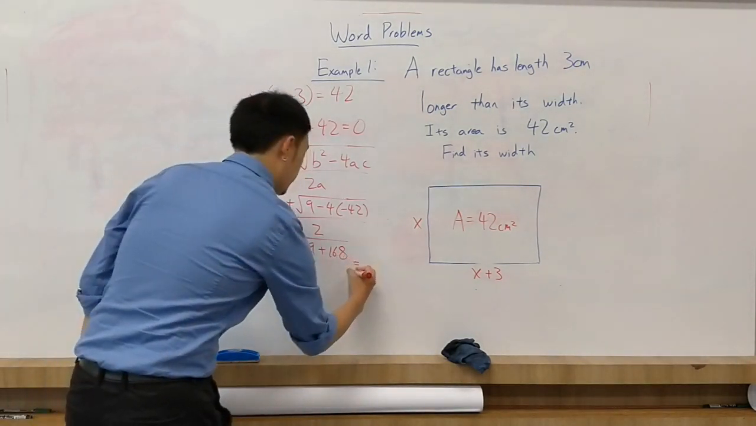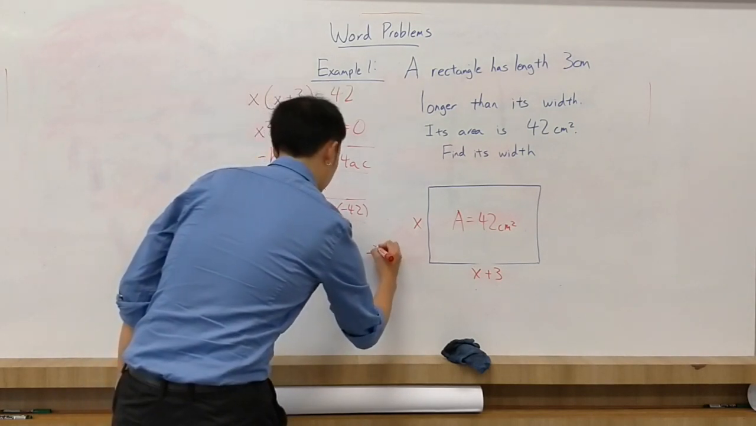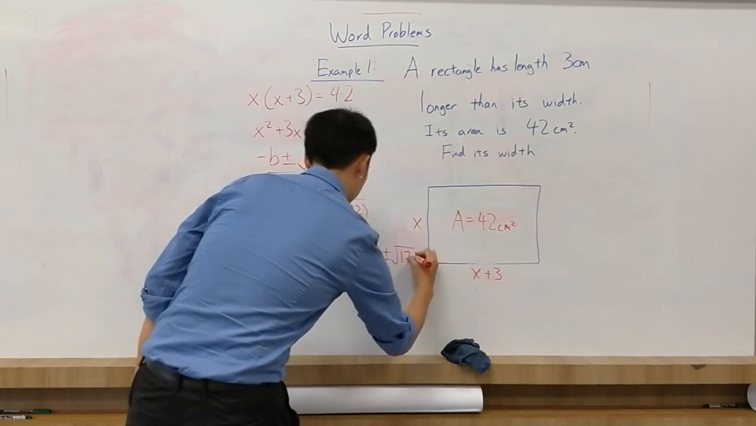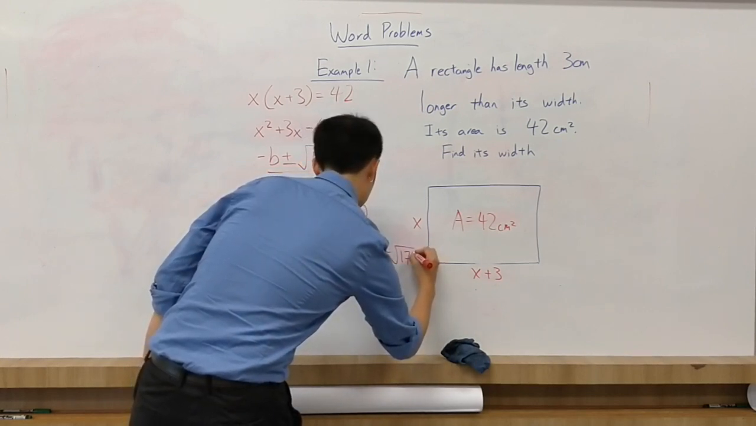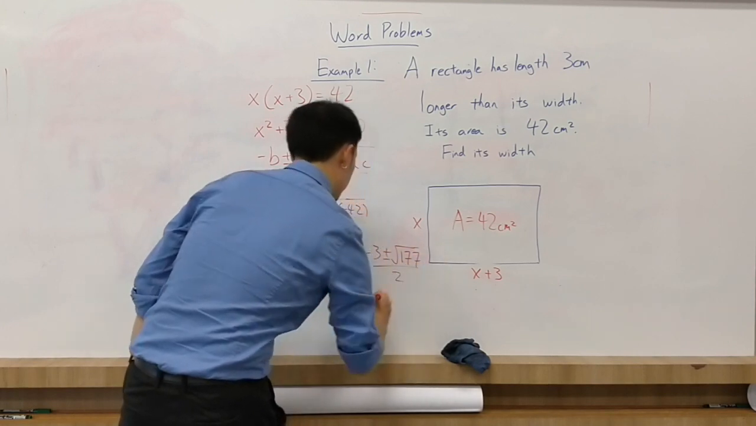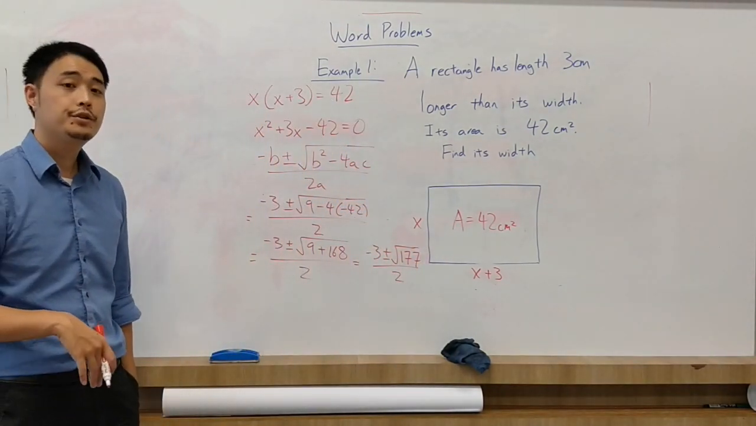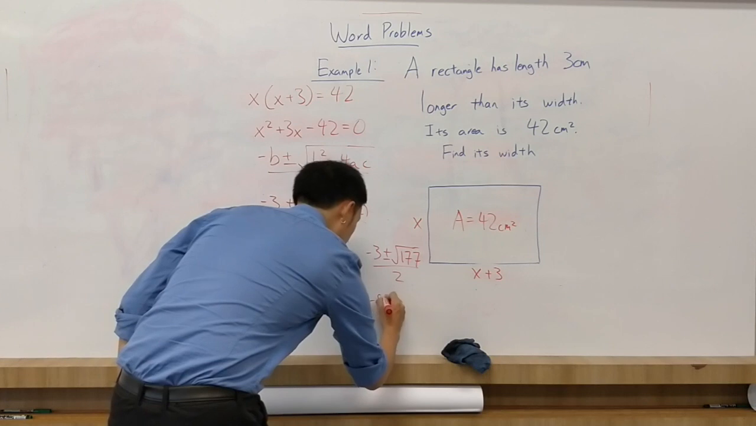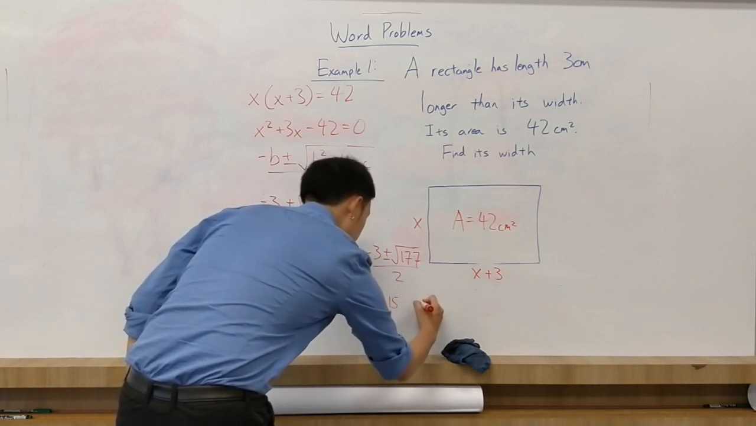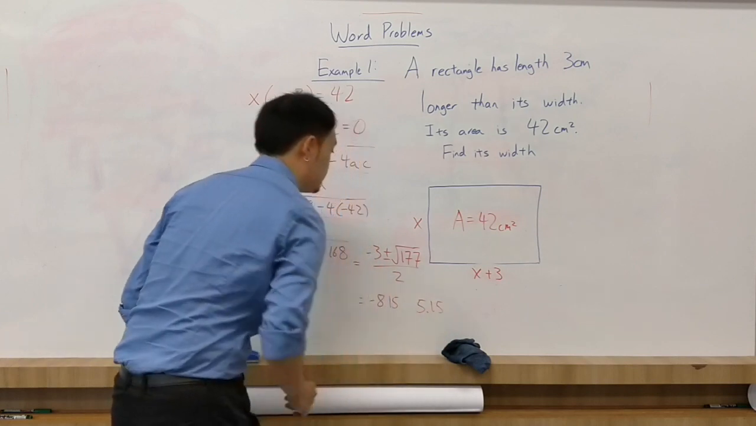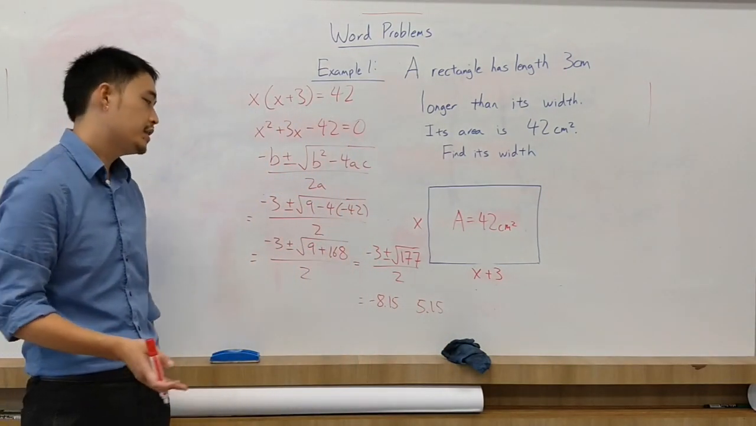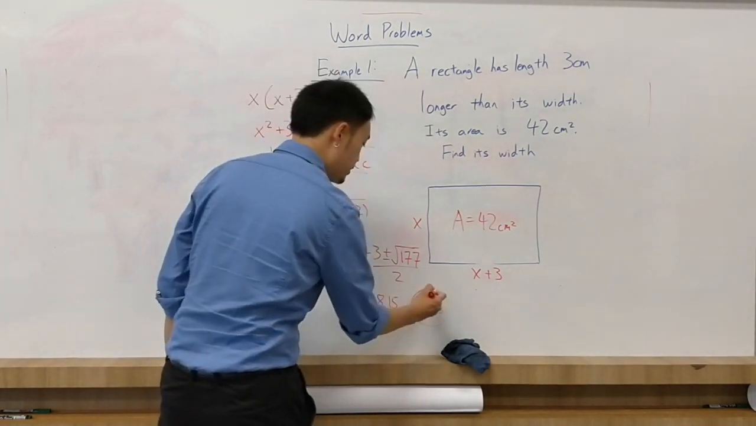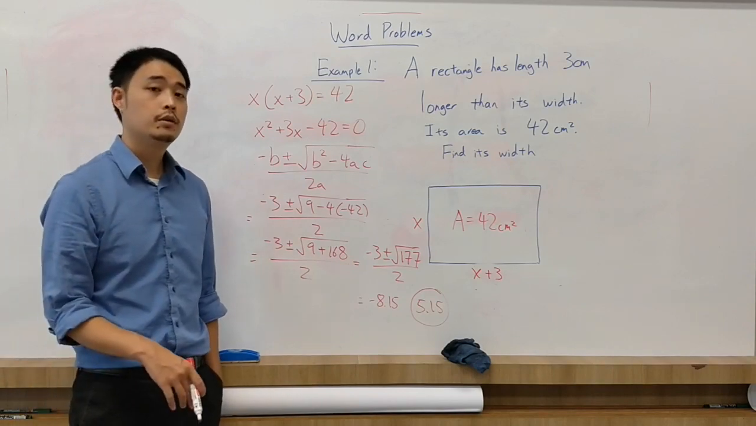Now if you simplify this yet further, we end up with negative 3 plus or minus the square root of 177 all over 2. If you plug this into your calculator, you would end up with two answers: negative 8.15, and you would also end up with 5.15. Obviously, x cannot be a negative number because we can't have a negative width or a negative length. So we know that the width in this case must be equal to 5.15.